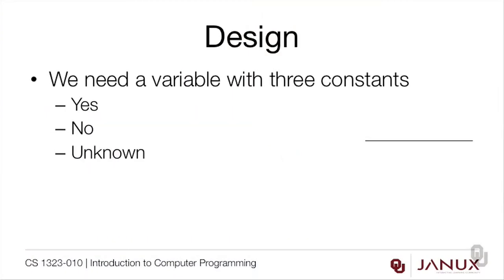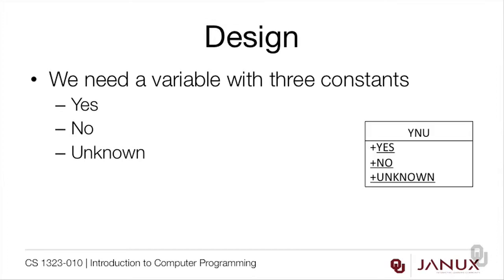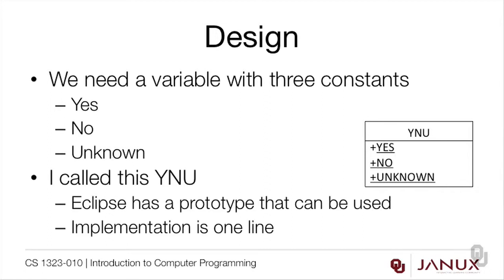Here's the design. We need a variable with 3 constants for yes, no, and unknown. So this is essentially what we need. Now I'm showing this diagram in UML, and that's what we're going to try to recreate inside of Umlet. So I called the name of the class YNU for yes, no, unknown. It's not the class name that I'm the proudest of that I've ever written, but it'll do for now. And we need 3 constants.